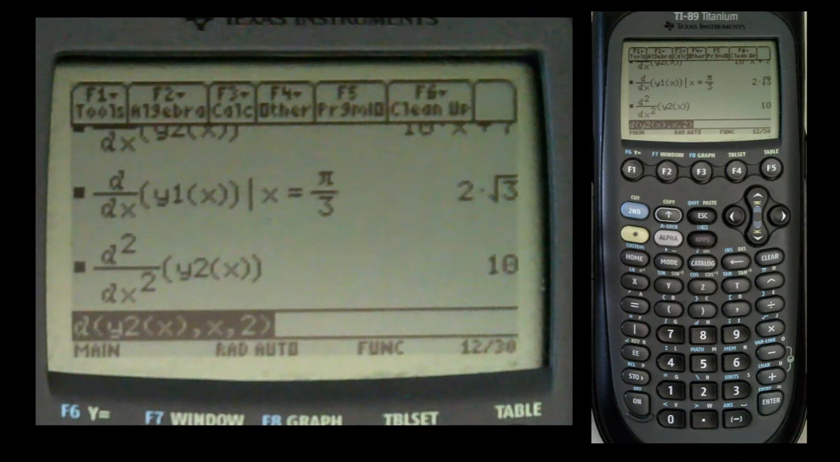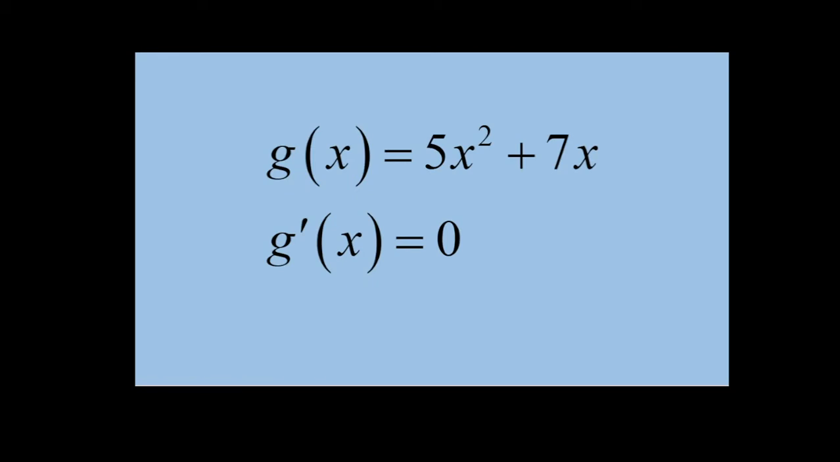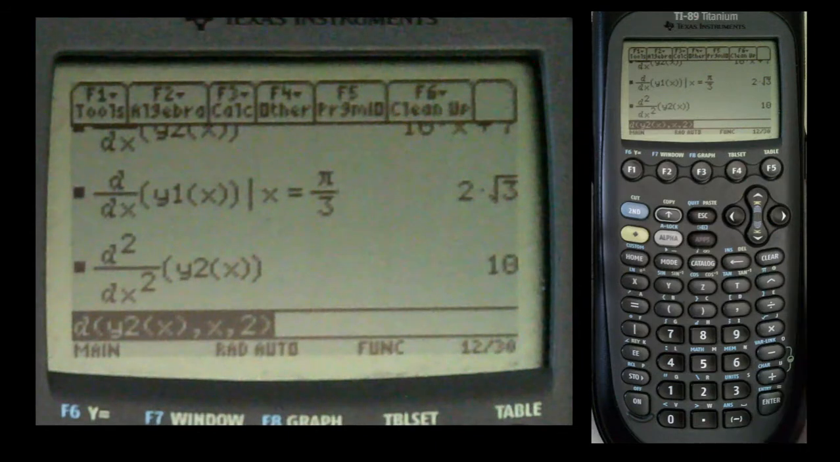We can also do something like this, where they want you to find the derivative of the function, and set it equal to 0 and solve. This would be like finding critical points. You can do this on the calculator.